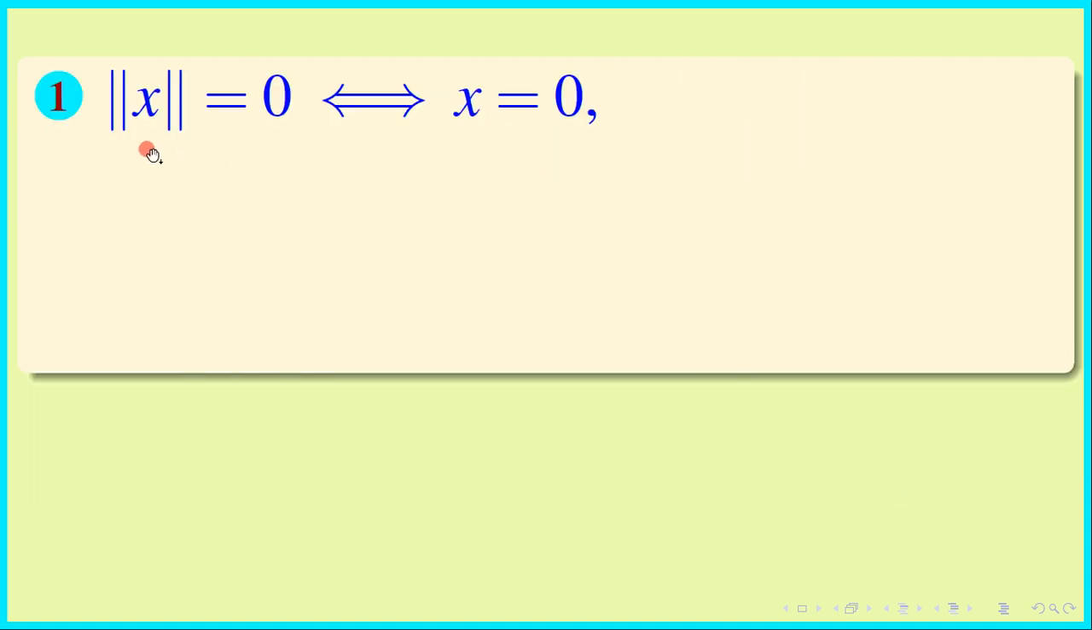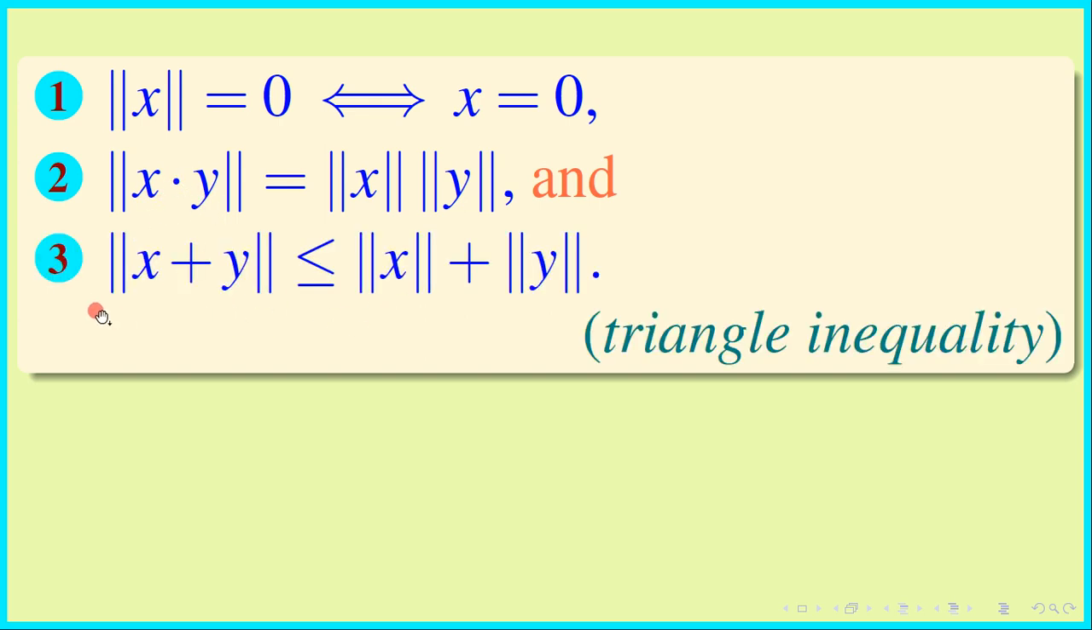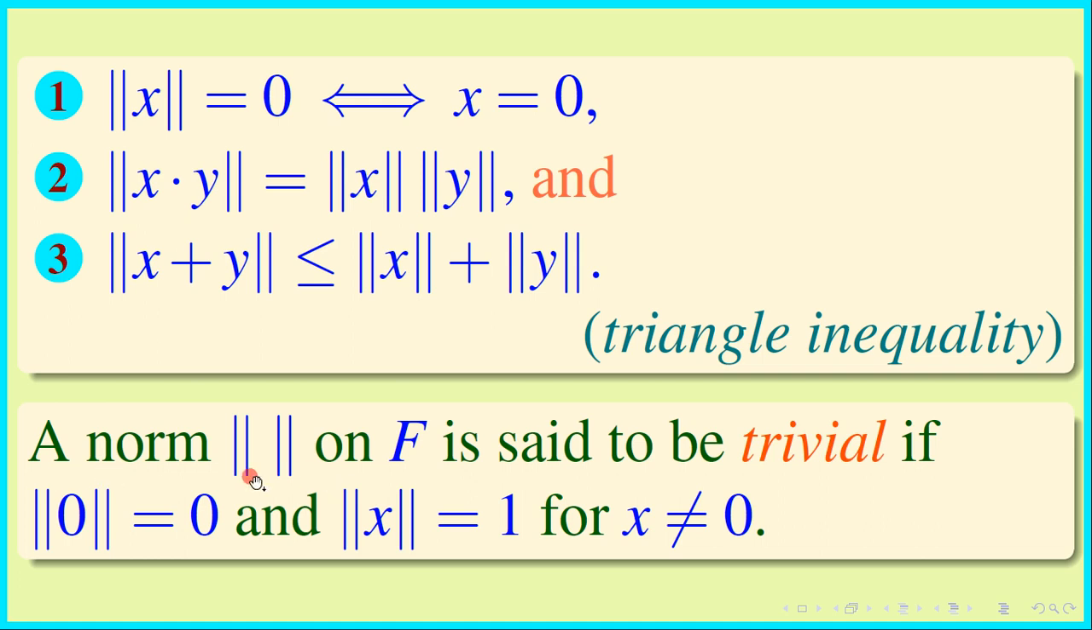Number 1, norm of x is 0 if and only if x is 0. Norm of x dot y is equal to norm of x times norm of y. This multiplication is in the non-negative reals, and this is field multiplication. And the last one is the triangle inequality, that is, norm of x plus y is less than or equal to norm x plus norm y. A norm on F is said to be trivial if norm of 0 is 0 and norm of x is 1 for x non-zero.